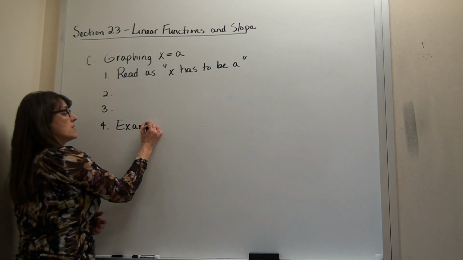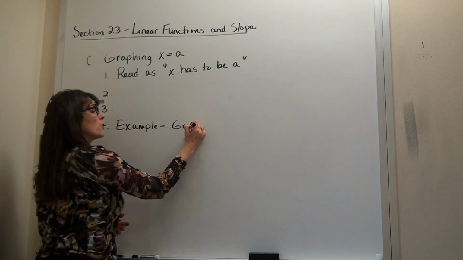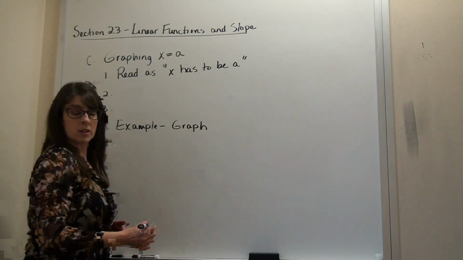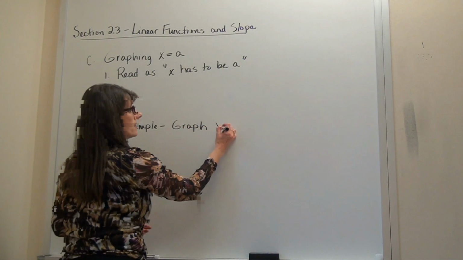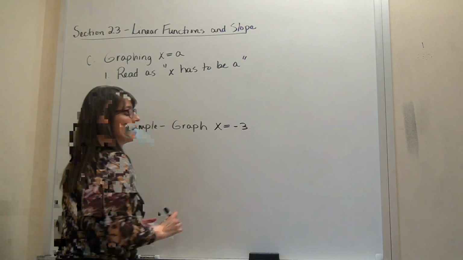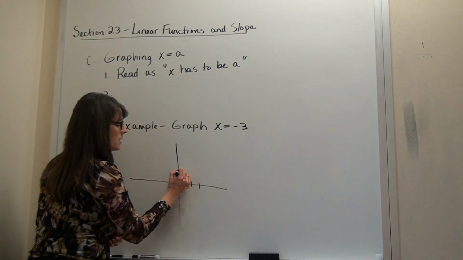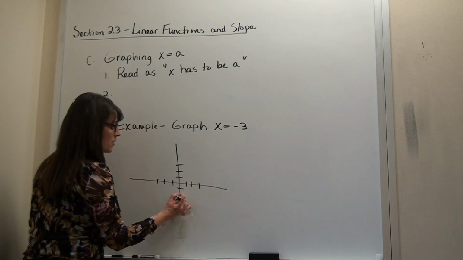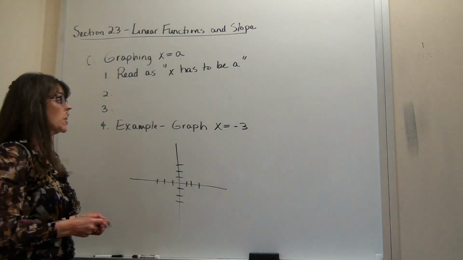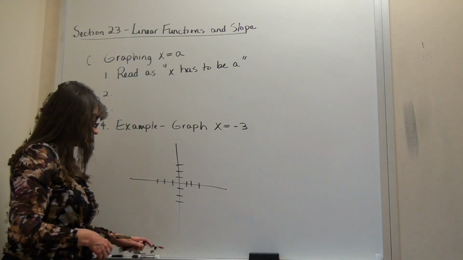So let's take a look at an example, and this time I'm going to graph the line that's represented by the equation x equals -3. But again, I'm not going to read it as x equals -3, I'm going to read it as x has to be -3, because that's what the equal sign means. This has to be whatever that number is.